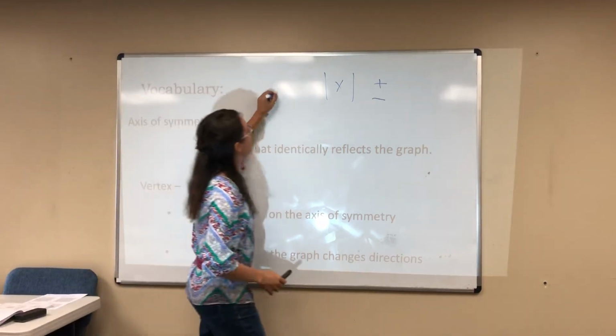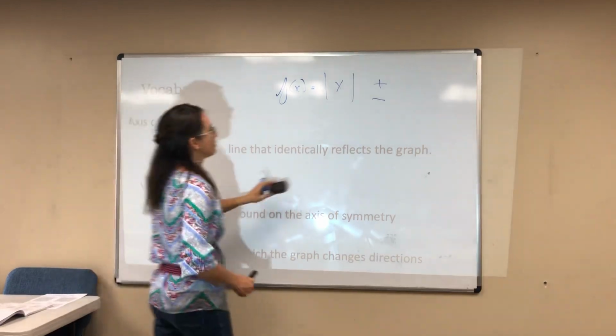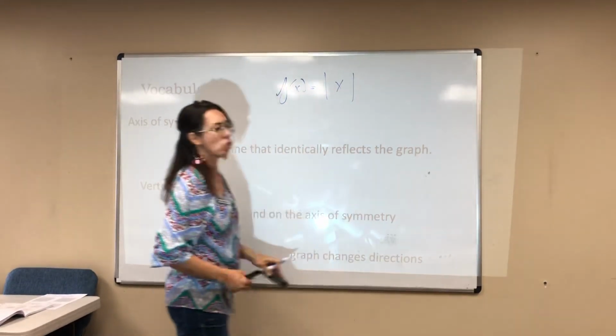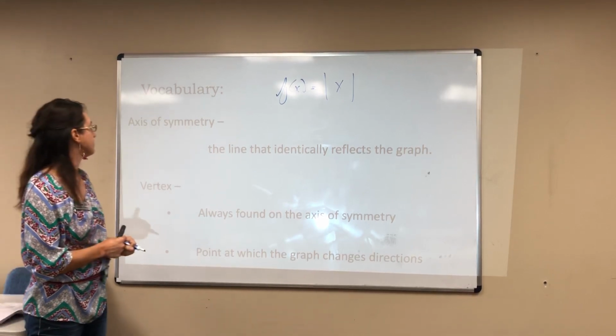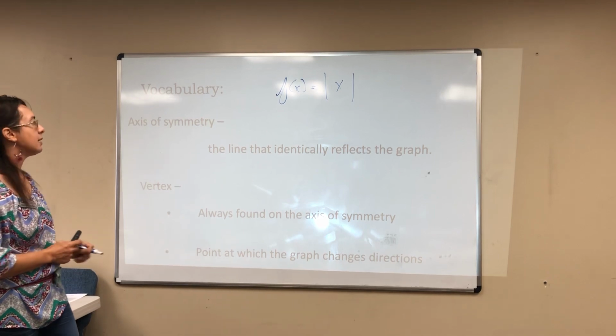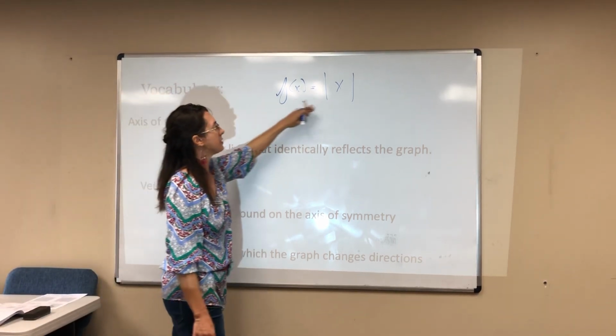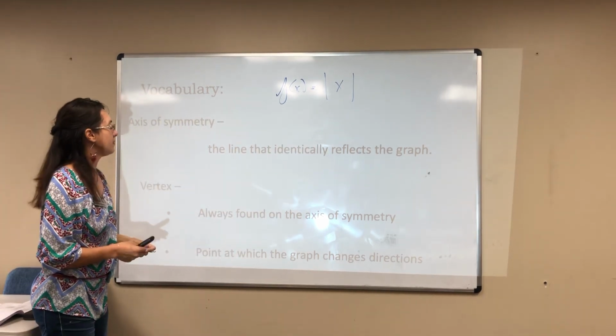Absolute values are written as f of x is equal to the absolute value of x, right? That's all it is. We're looking at this little page, so that's the very first one. f of x at the very top. F of x is equal to absolute value of x. That's all it is. Okay.